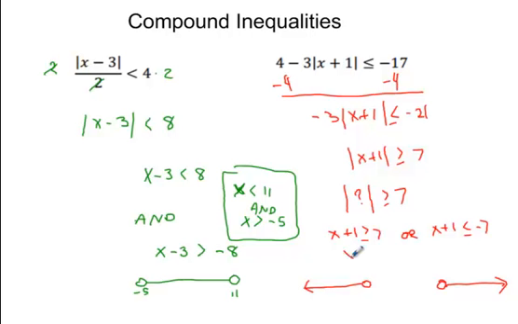Subtract 1 from both sides, and I get x is greater than or equal to 6. Subtract 1 from both sides, I get x is less than or equal to negative 8. So the negative 8 goes here, the 6 goes there. Pretty challenging, isn't it?